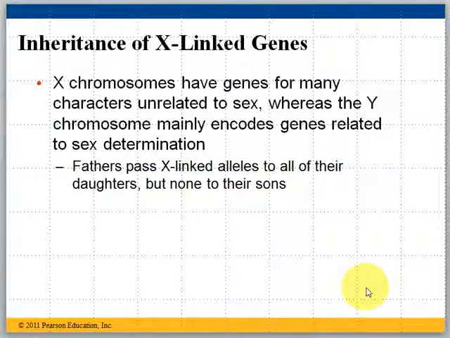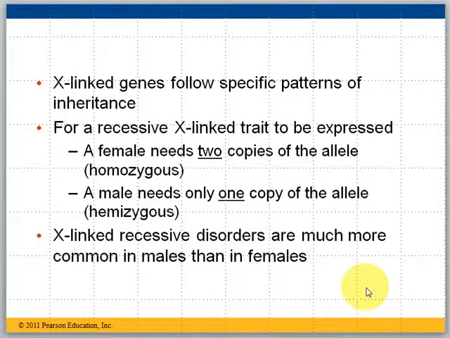So fathers pass on X-linked alleles to all of their daughters, but none to their sons. So think about that. The female mother will pass on X-linked alleles to all of her offspring, of course, because all of her eggs will be X chromosome. But the fathers only pass on X-linked alleles to their daughters, and they don't pass on any of those alleles to their sons, because their sons receive the Y chromosome from them. So because of this difference, X-linked genes follow a specific pattern of inheritance.